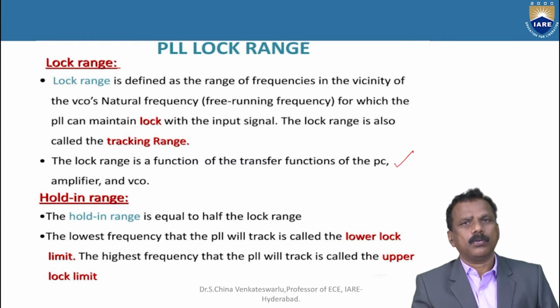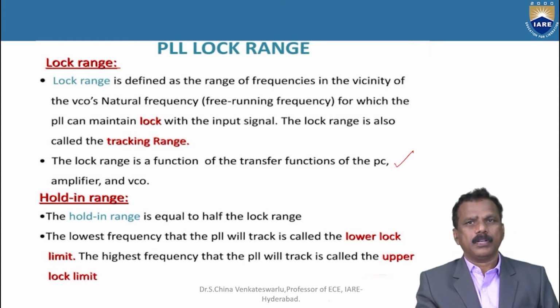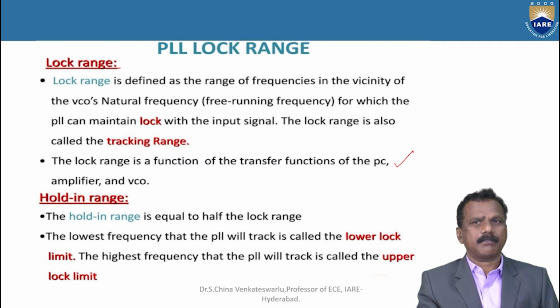The next one, hold-in range. The hold-in range is equal to half the lock range. The lowest frequency that the PLL will track is called the lower lock limit. There is a limitation using this one. The highest frequency that the PLL will track is called the upper lock limit. Like this, the PLL lock range is observed.